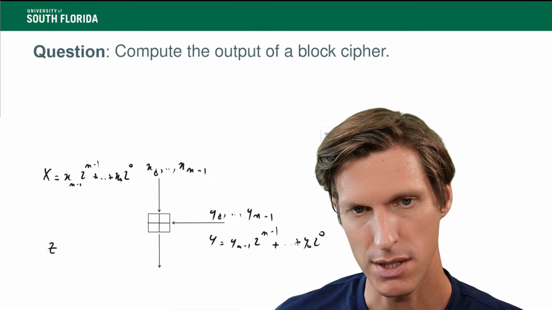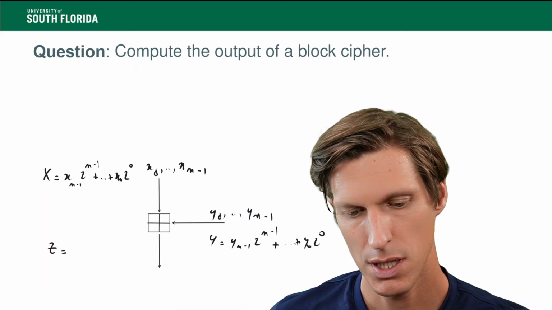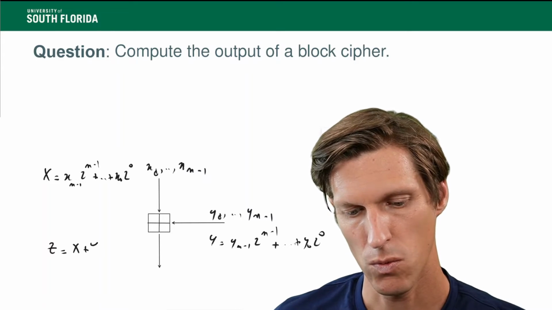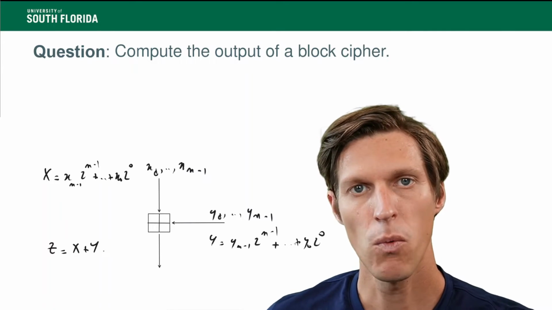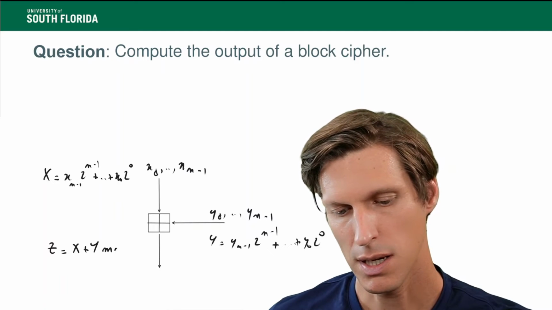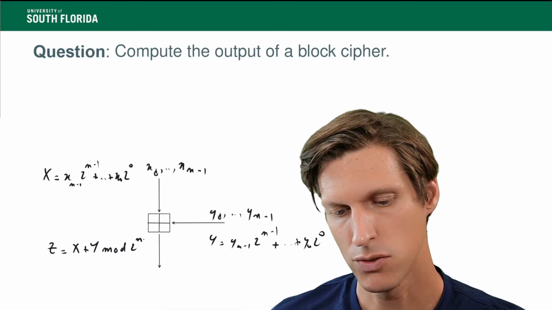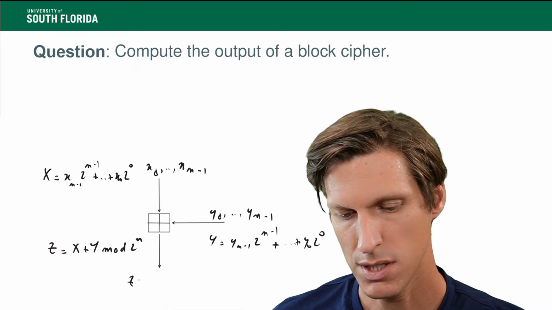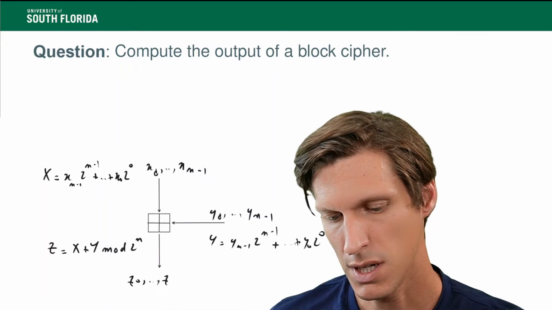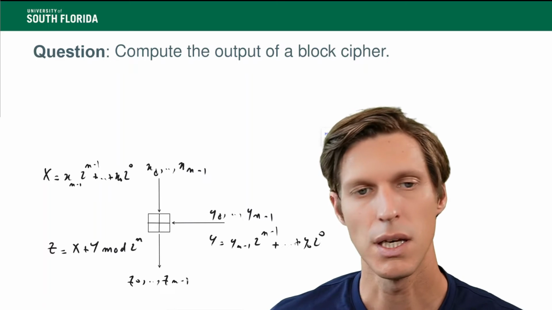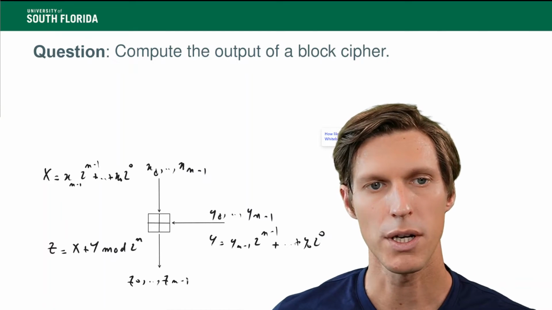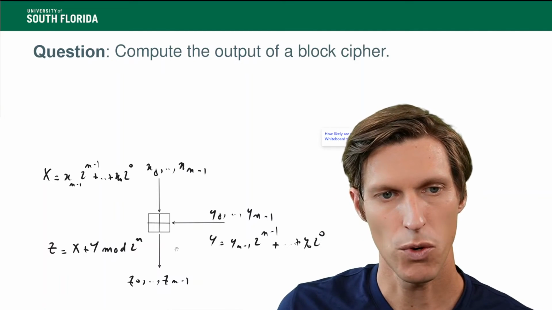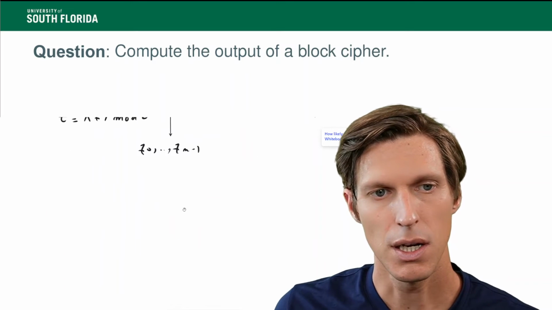Okay, and now as output, what do I do? First, I calculate z, which is x plus y, and since I want it to be over n bits, I reduce this mod 2^n. Then the decomposition z0 to z_{n-1} is the output of this particular block. So let's perhaps work it out on an example.